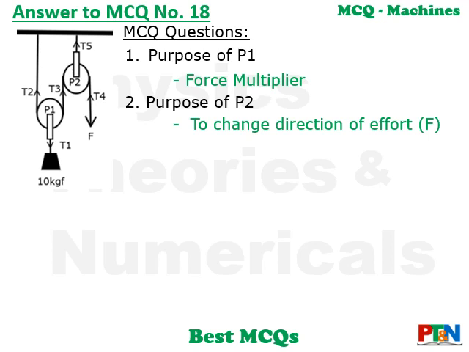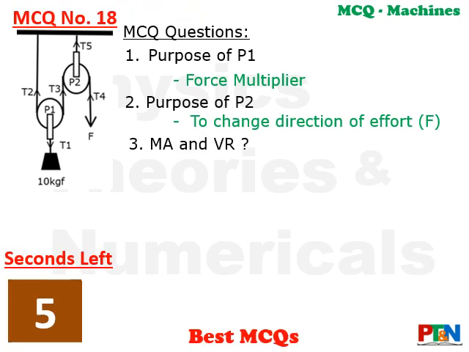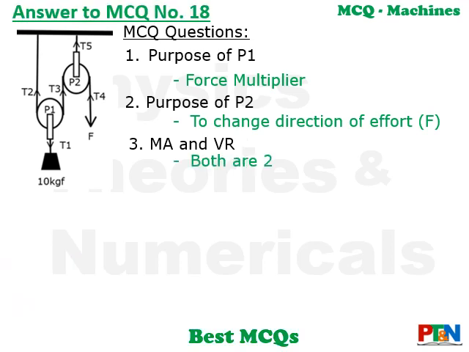Now the next question. What is the mechanical advantage and velocity ratio of the system? Your timer for 5 seconds starts now. Time's up. Hope you got the answer. The answer is both are 2. Mechanical advantage 2, velocity ratio also is 2. Both of them are 2.